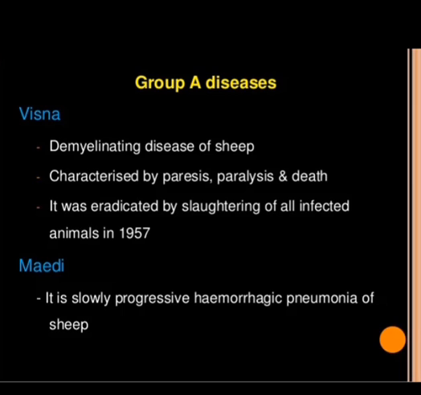First we can look at the group A diseases. The first subcategory is Visna. It is a demyelinating disease of sheep characterized by paralysis and death. It was eradicated by slaughtering all infected animals in 1957. Maedi is a slowly progressive hemorrhagic pneumonia of sheep.